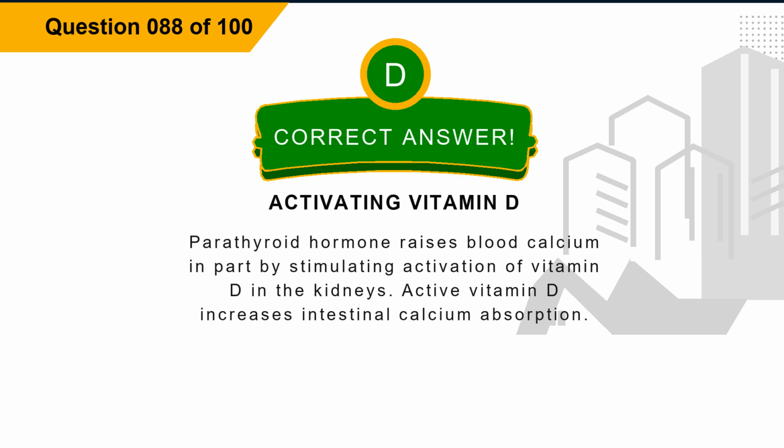Explanation: parathyroid hormone raises blood calcium in part by stimulating activation of vitamin D in the kidneys. Active vitamin D increases intestinal calcium absorption.